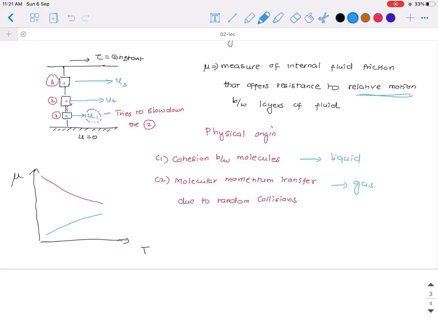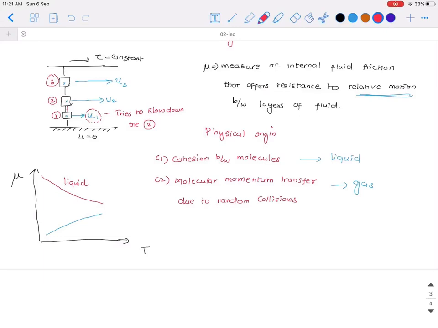Can you pause a moment and guess which one is a liquid? Okay, so the red one is liquid.